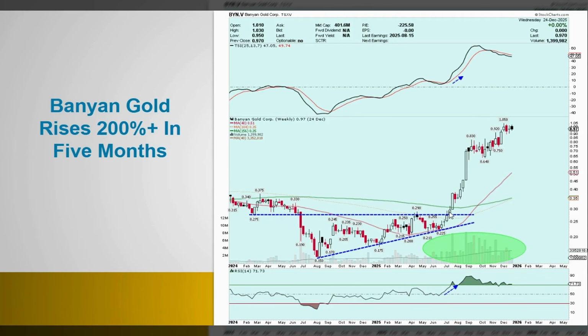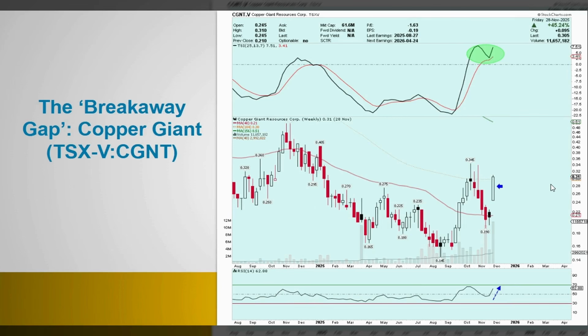So the chart setup was there. The news flow confirmed the bullish breakout. Volume came in, and you can see what price did. And if we fast forward to today, this is almost $1.40 today. So this is a really successful outcome for the big booty base breakout from this ascending triangle in Banyan Gold.